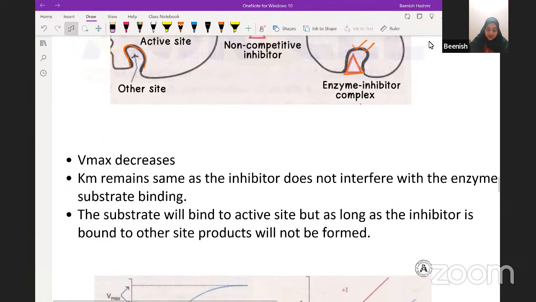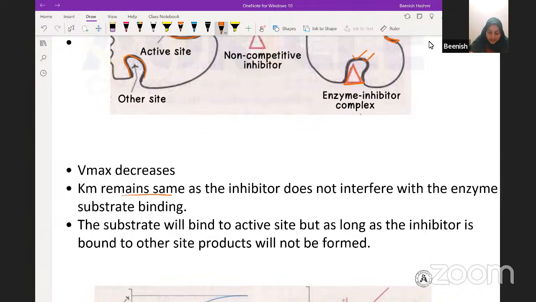Now let us see the consequences of this binding of the inhibitor to the enzyme. Vmax decreases, but Km remains the same, as the inhibitor does not interfere with the enzyme substrate binding. Your Km, the affinity between the substrate and the enzyme, is not going to be altered because the inhibitor is nowhere hindering the substrate binding to the enzyme. Your inhibitor is binding to an altogether different site. So Km remains the same, but Vmax is going to decrease because inhibition is going to happen. The velocity of the enzymatic reaction is going to decrease.